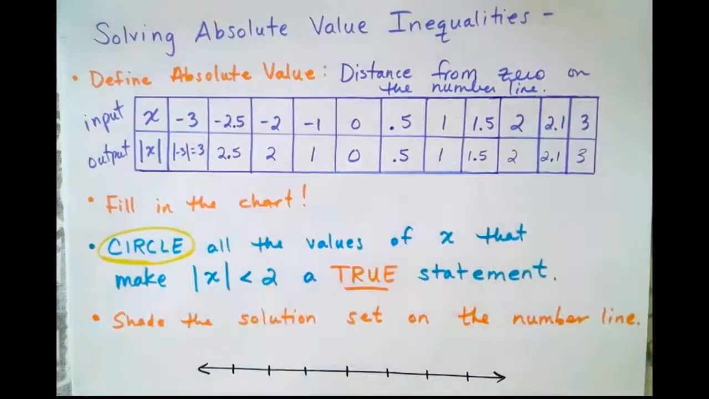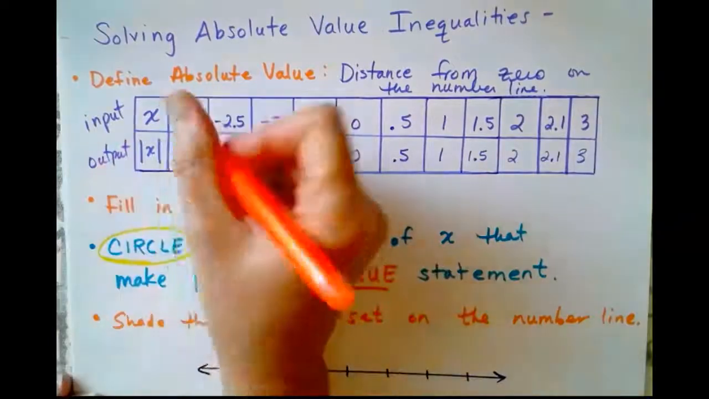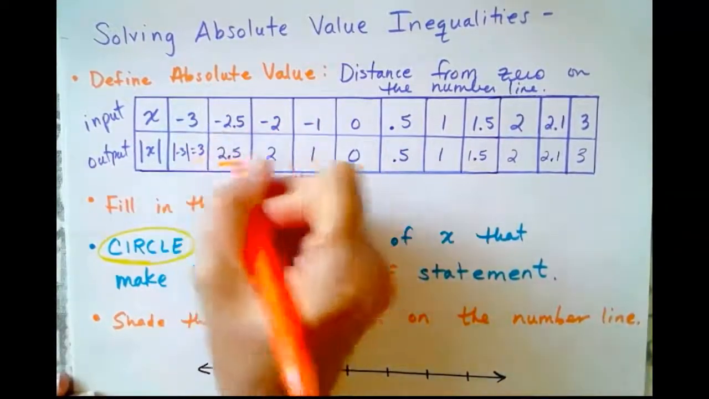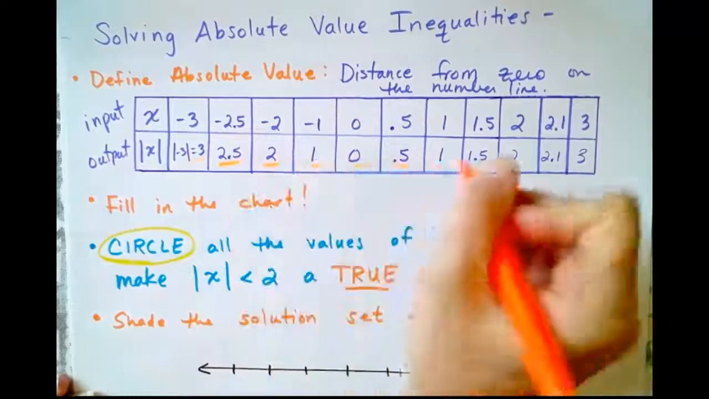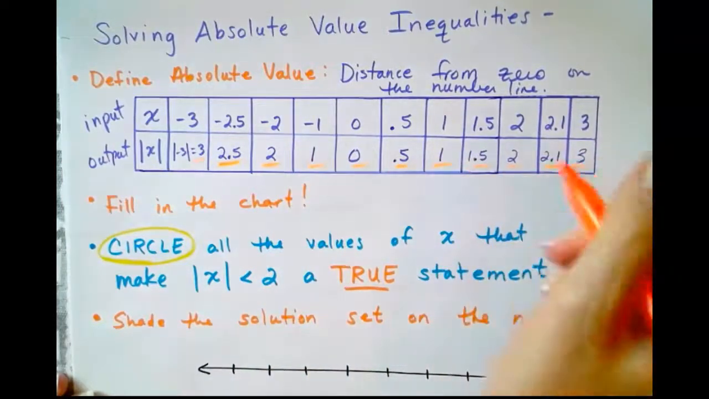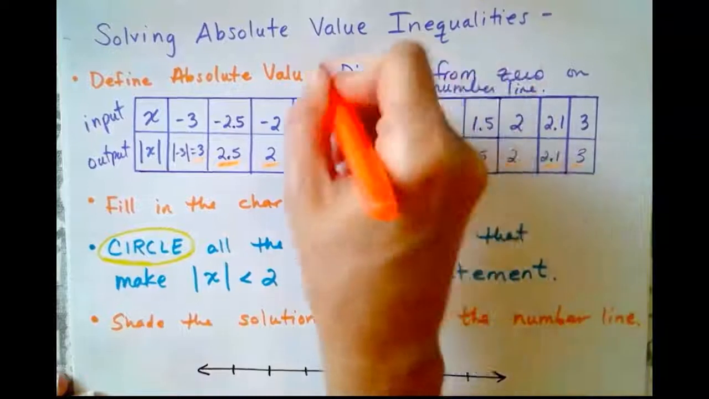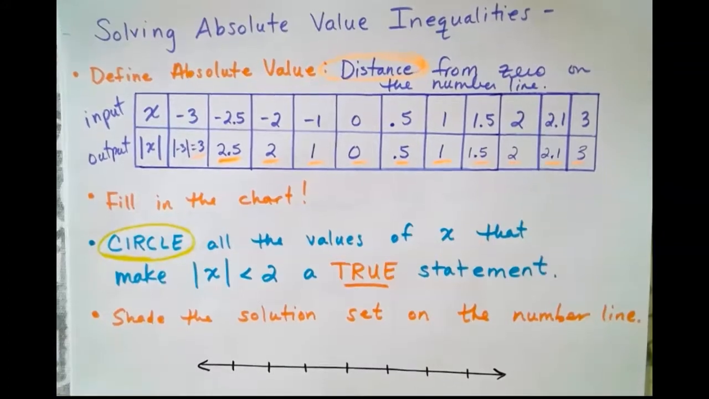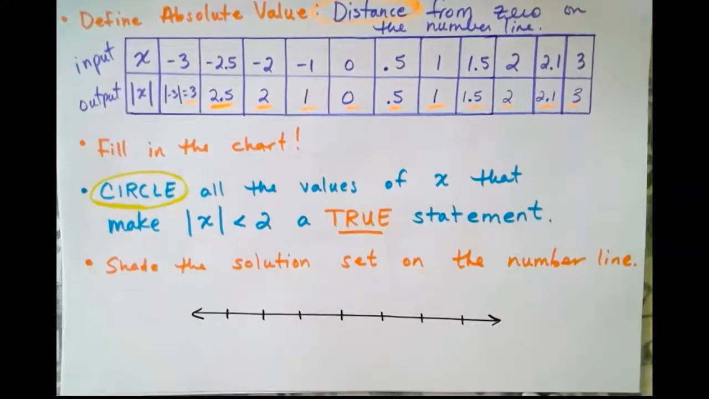So what we're seeing here, and I'll even highlight it, is that every single time we get a positive result. Why? Because distance is a positive measurement. It doesn't matter if we're walking forwards or backwards, we're covering a positive distance. So absolute value is distance from 0 on the number line.